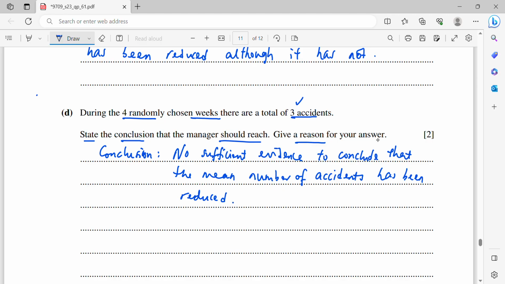Okay, what is the reason? The reason is because x equals 3 is not in the critical region. Okay, so that's the solution for part D.